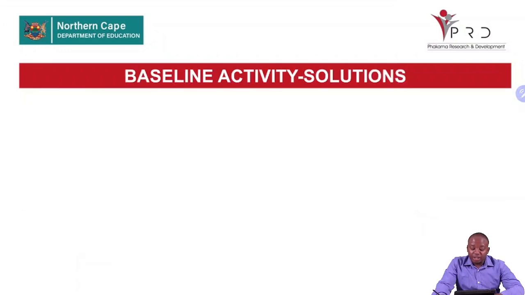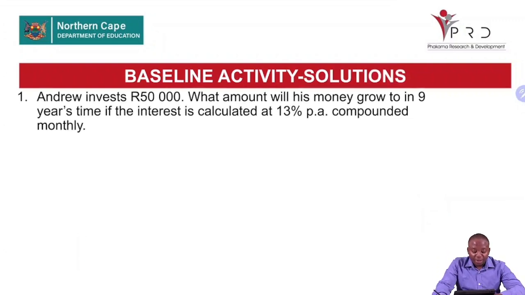Right, welcome back, grade 12s. Now let us go through the solutions of the baseline activity. Number 1, the statement reads as follows: Andrew invests 50,000. What amount will his money grow to in 9 years' time if the interest is calculated at 13% per annum compounded monthly? Now, remember that when we are dealing with financial mathematics, we always remember to do what?